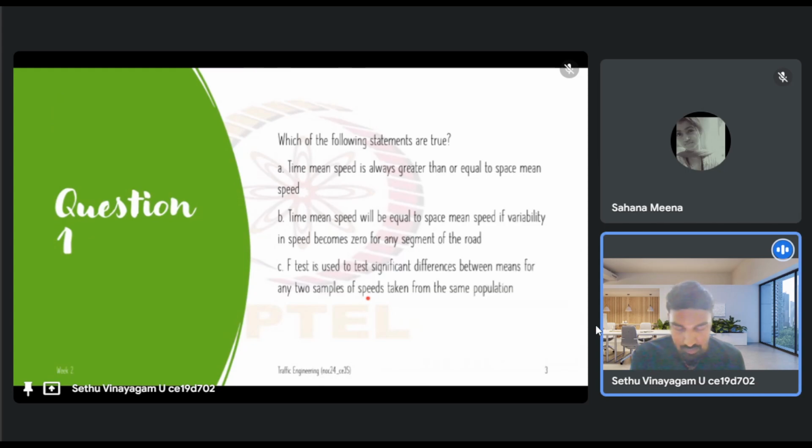C, F test is used to test significant differences between means for any two samples of speeds taken from the same population. And D is the coefficient of variation normalizes the standard deviation.